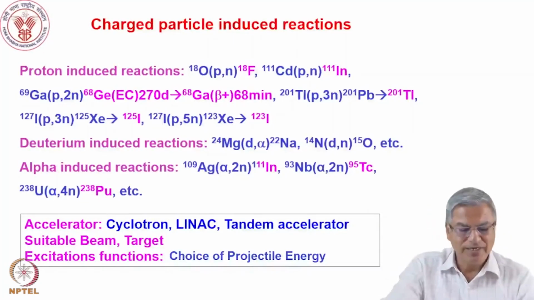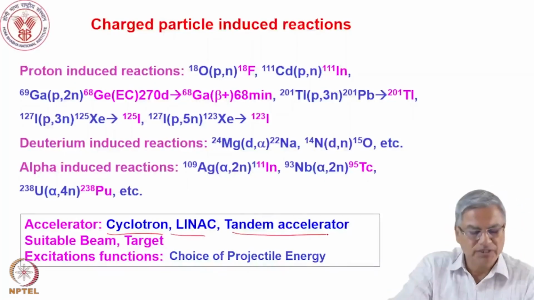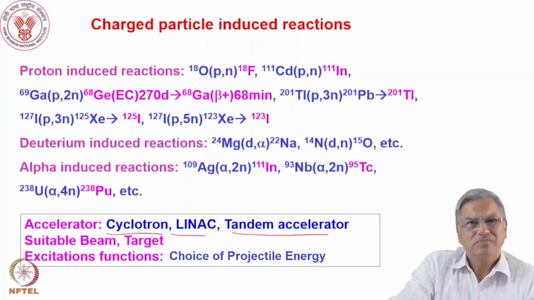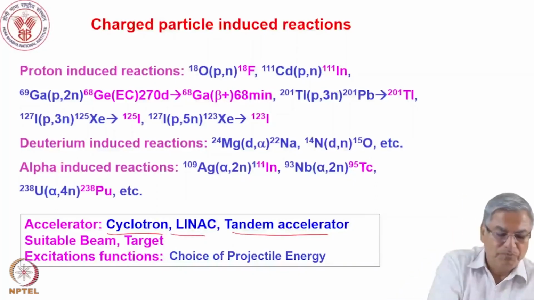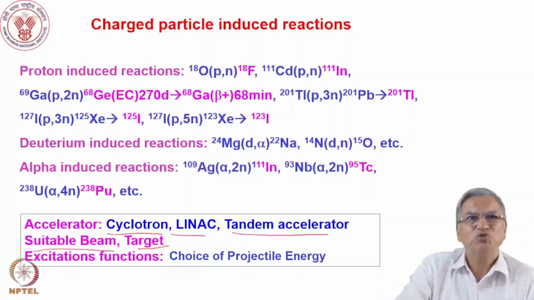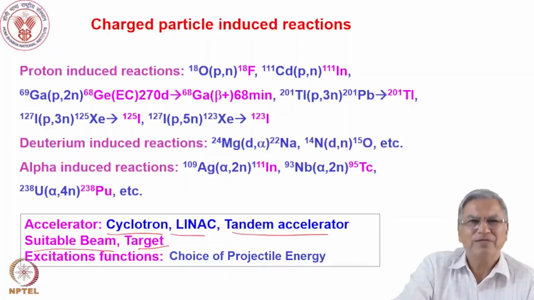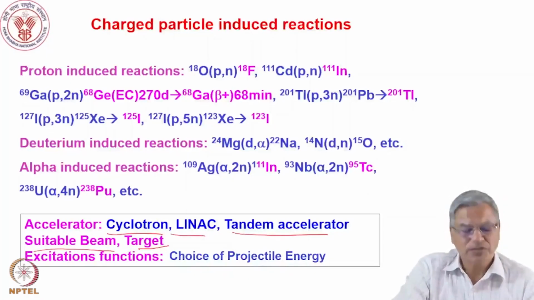In charged particle irradiation, you can use a cyclotron, a linear accelerator, or a tandem accelerator. Tandem means a two-stage accelerator. Depending upon the irradiation time and the facility available to you, you can get the radioisotopes. You need a suitable beam and target. Knowledge of nuclear reactions is very useful in choosing what beam and what target. If you have a cyclotron giving a proton beam, then the projectile is already fixed, so you can fix a target and go for radioisotope production accordingly.